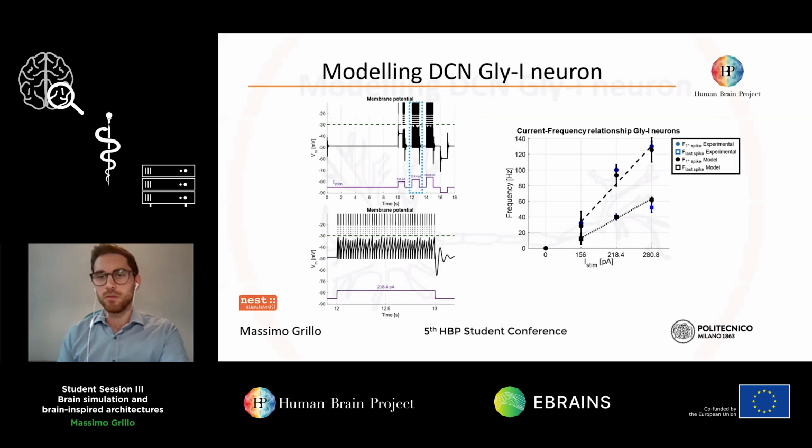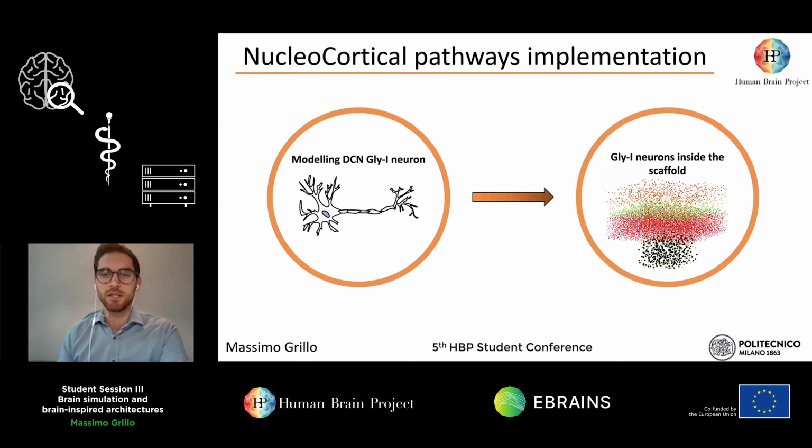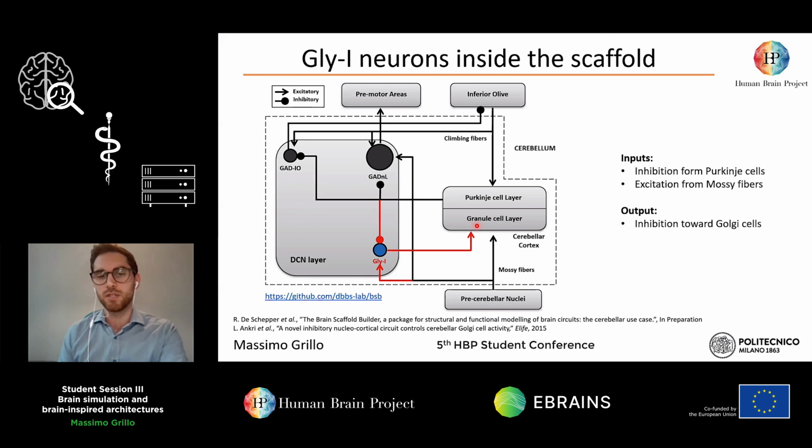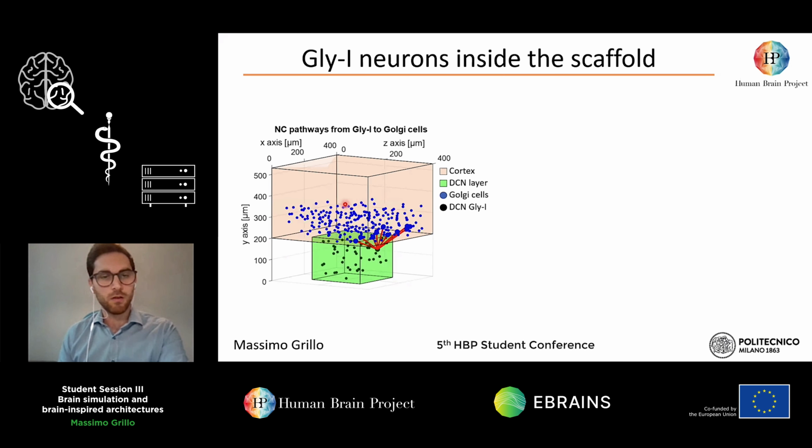Now, if we want to include the neurons inside the scaffold, I used an already existing scaffold present in the literature, and I included the glycinergic neurons in the DCN layer, receiving inhibitory inputs from Purkinje cells and excitatory inputs from mossy fibers. These neurons in turn project toward the granule cell layer, in particular contacting Golgi cells. Indeed, looking at the graph on the left, one glycinergic inhibitory neuron in the DCN layer contacts several Golgi cells in the cerebellar cortex through these red lines.